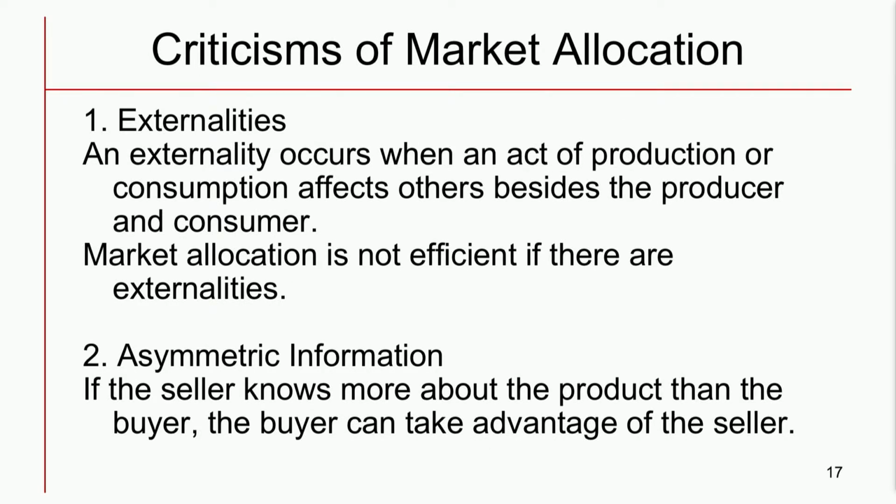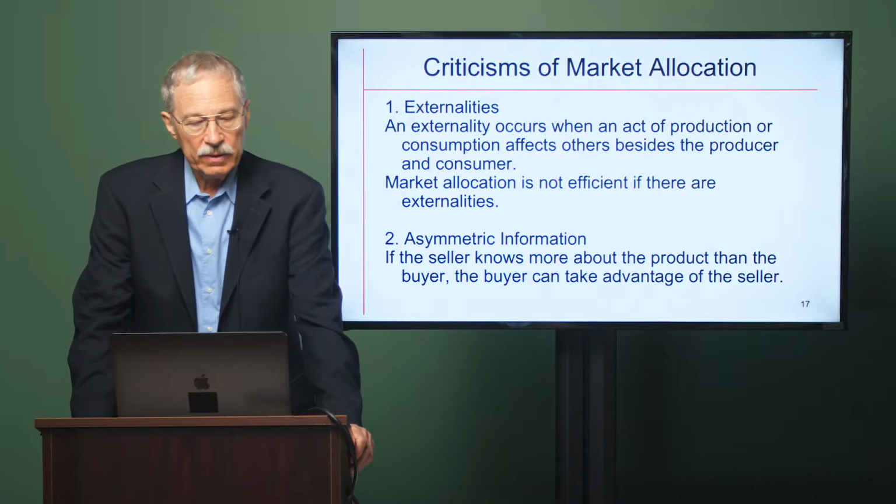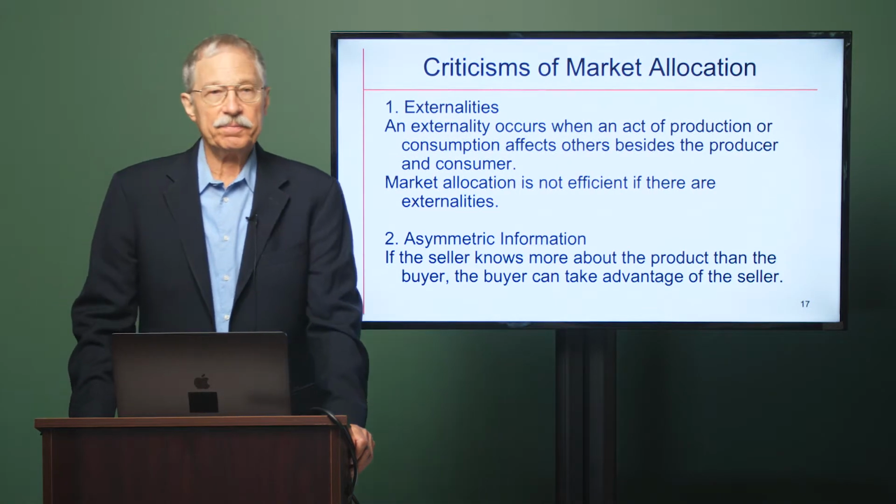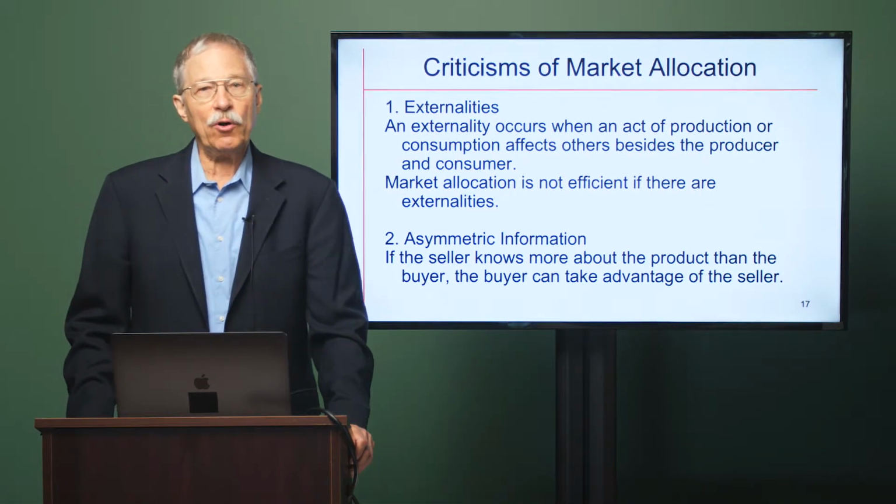First, the problem of externalities. Externalities occur when the production or consumption of a good harms third parties. If one person buys and drives an automobile, it puts pollution into the air that affects third parties, that is, those who breathe the air. Many production processes generate externalities. They pollute the air and cause other problems for third parties. When there are externalities, market allocation is not efficient because it is not taking account of all the costs and benefits.